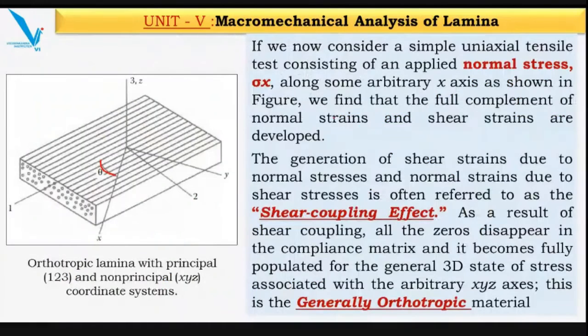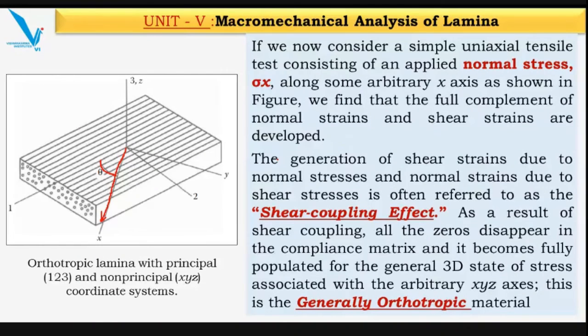But here, if you consider a simple uniaxial tensile test consisting of applied normal stress sigma x along an arbitrary axis, if you consider the fiber orientation in these directions, or the load applied along the arbitrary axis which is inclined at an angle theta, as shown, we find that the full complement of normal stress and shear stress are developed.